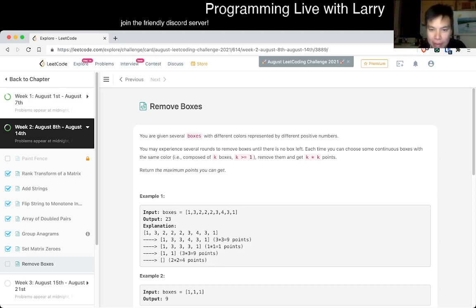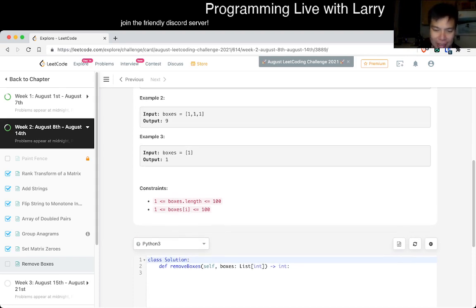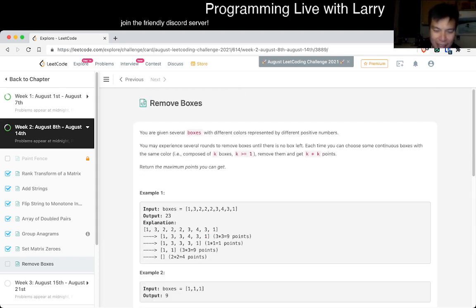Okay, so you're given boxes of different colors. Each time you choose some contiguous boxes of the same color, remove them and get k times k points. Find the maximum points you can get. So I'm not gonna lie, this is exactly the type of dynamic programming problem that I'm really awful at.